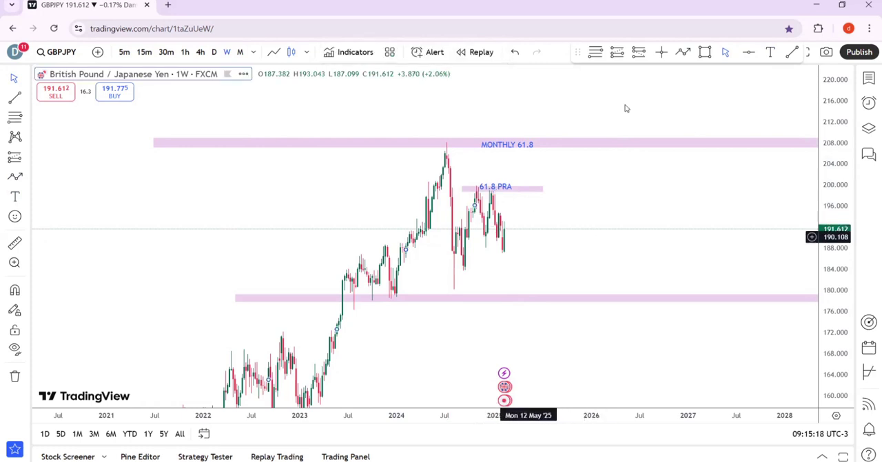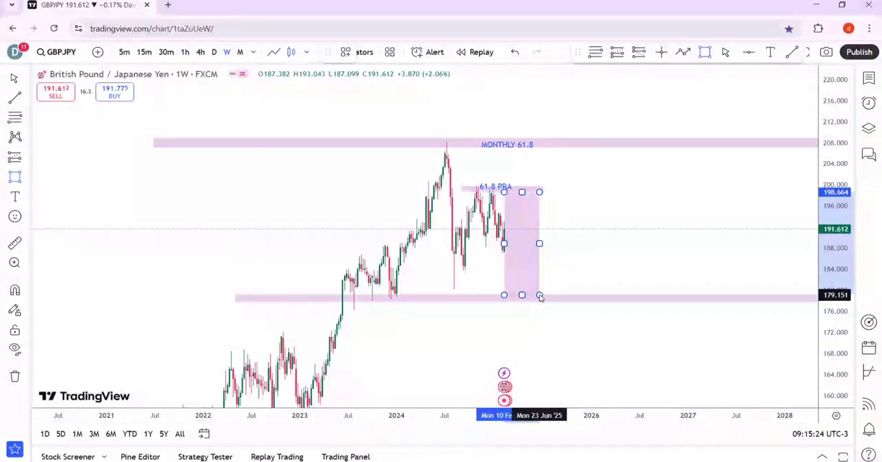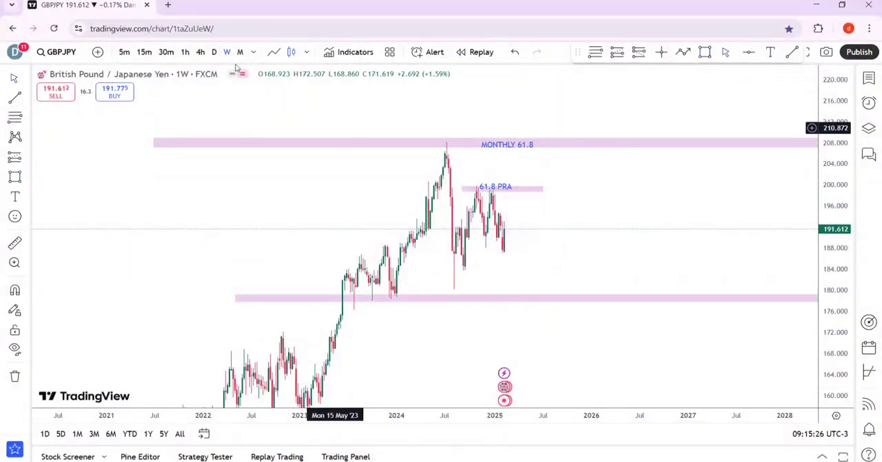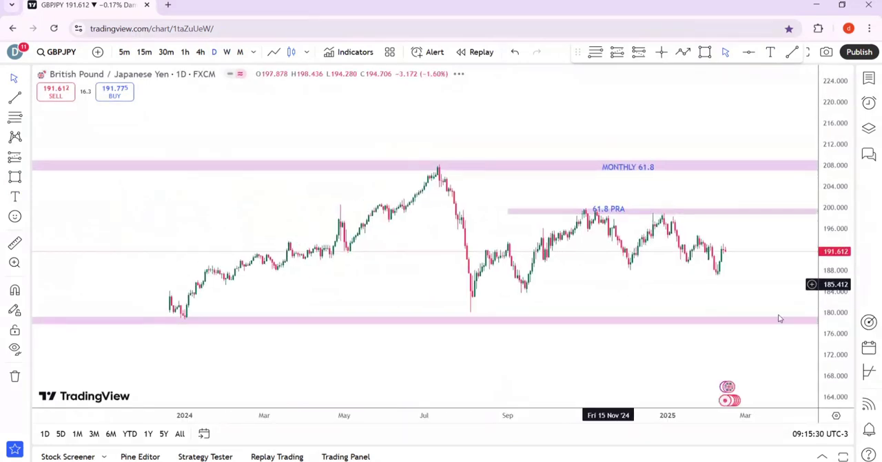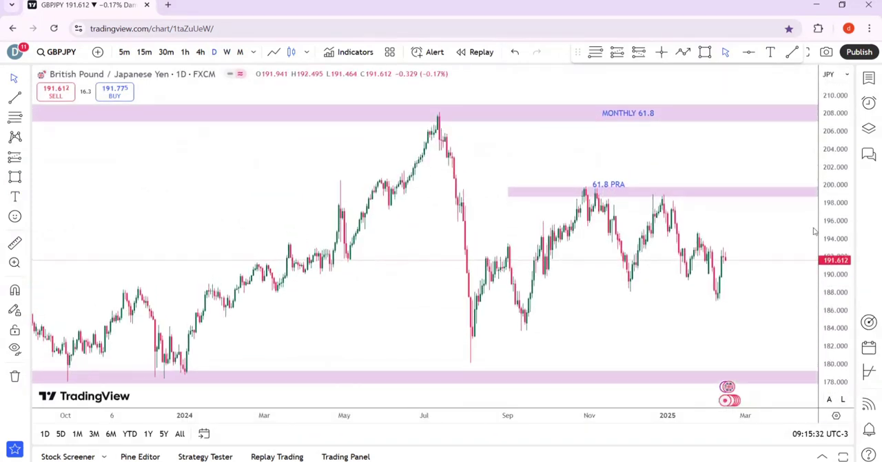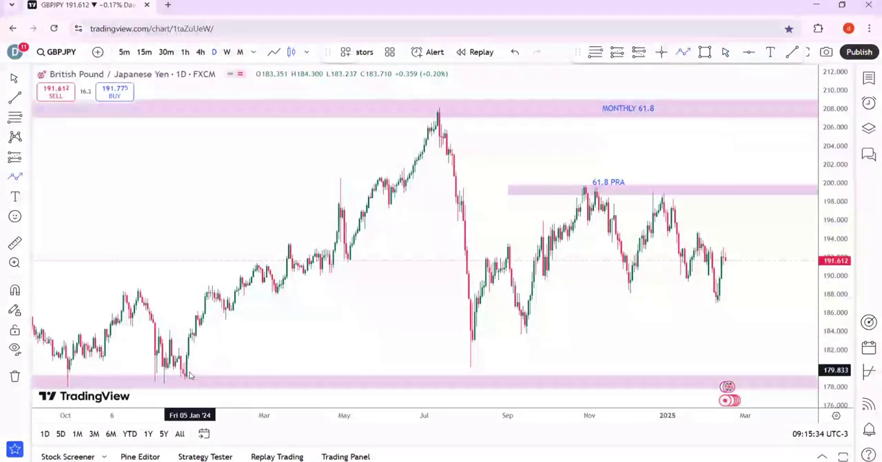Okay, so what are we going to do? We're now going to take this window from the 61.8 PRA here and take this window to the daily time frame to look for an opportunity within this window. Okay, so on the daily time frame, I'm still going to expand these structures that I just read for you guys on the weekly. Okay, so on the daily time frame, what are the structures?